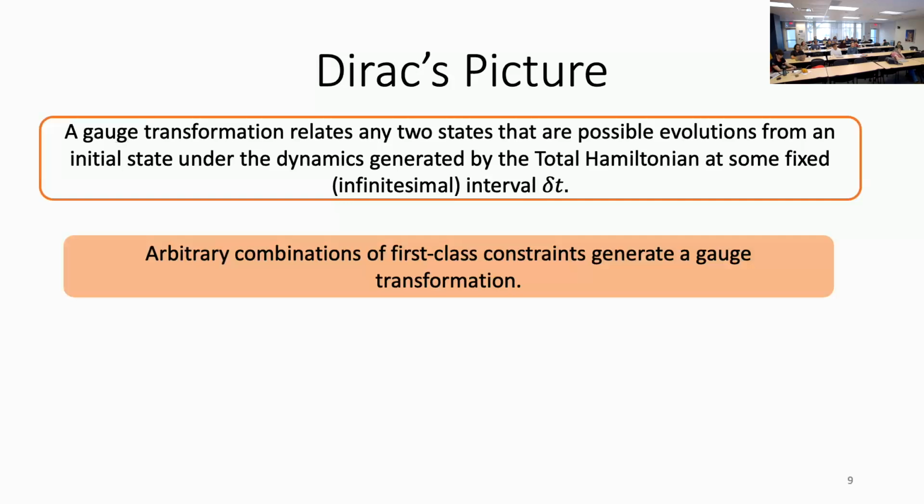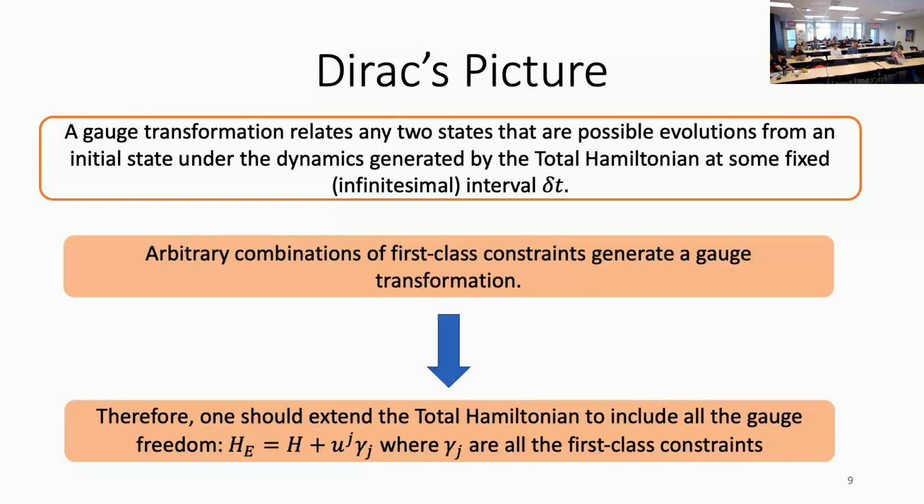And he thought that this had some important implications. The main one that's going to be important for us is that, on the basis of this fact that arbitrary combinations of first class constraints generate a gauge transformation, instead of considering the total Hamiltonian as the right equivalence class of Hamiltonians, we should rather extend the Hamiltonian to a wider equivalence class that includes arbitrary combinations of all of the first class constraints, including these secondary ones.